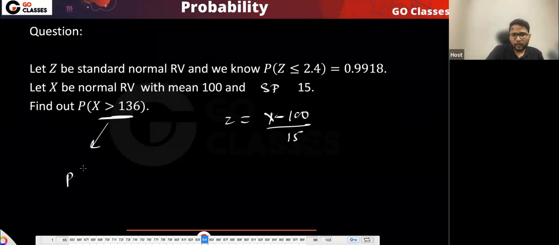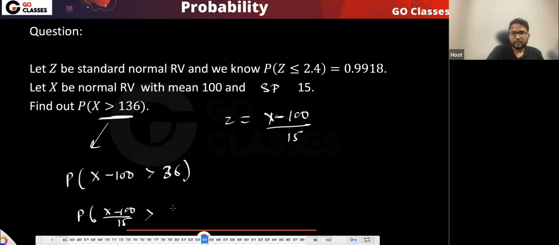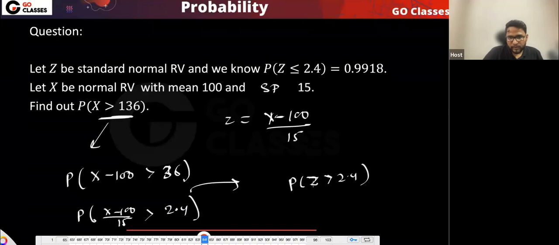So what you need to do, probability of X, first you will subtract 100, greater than 36, and then you will divide by 15. Then X minus 100 by 15 is greater than 36 by 15, which is 2.4. Now you will say it is Z, which means the probability of Z greater than 2.4. And then have they given you some hint about this Z? Yes. They have said like this. So it will be 1 minus 0.9. That's how you can calculate.